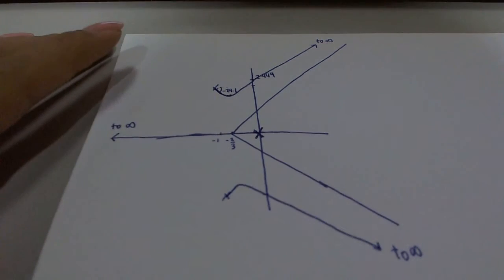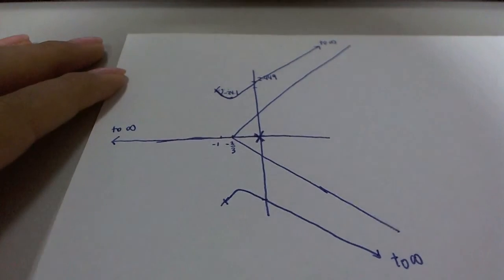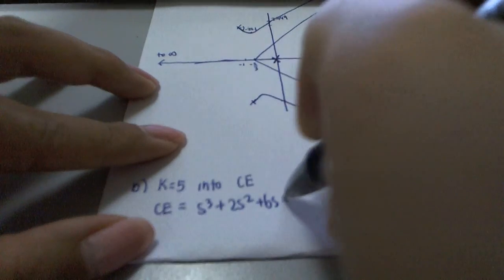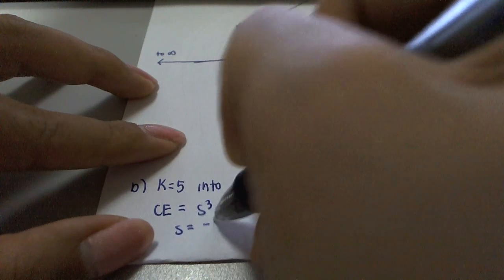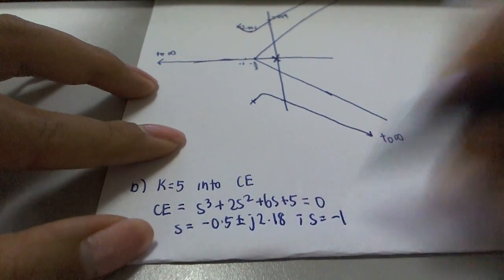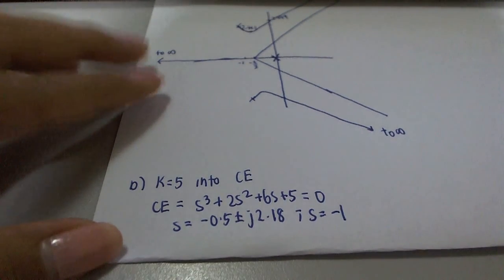And we're not done yet because we have to find the closed-loop poles for K equals 5. In this case, I will just substitute K equals 5 into the characteristic equation and equate that to 0. So our CE is s cubed plus 2s squared plus 6s plus 5 equals 0. And then we get s equals minus 0.5 plus minus j multiplied by 2.18, and s equals minus 1. So those are the 3 roots that we get if K is equal to 5.